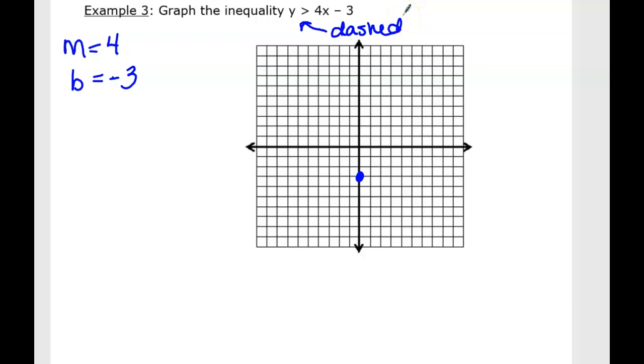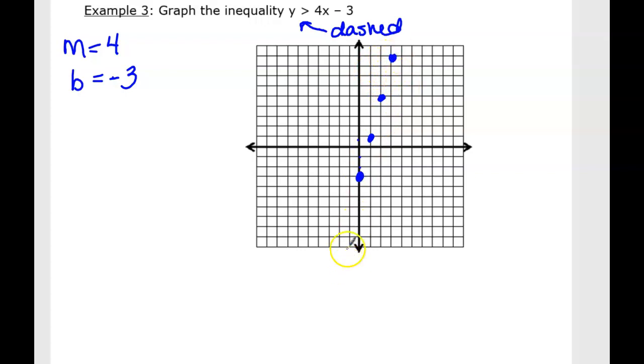So since my slope is 4, I'm going to think rise over run. So I'm going to go up 4, 1, 2, 3, 4, and over 1. Okay, and I'm going to do the same thing again.